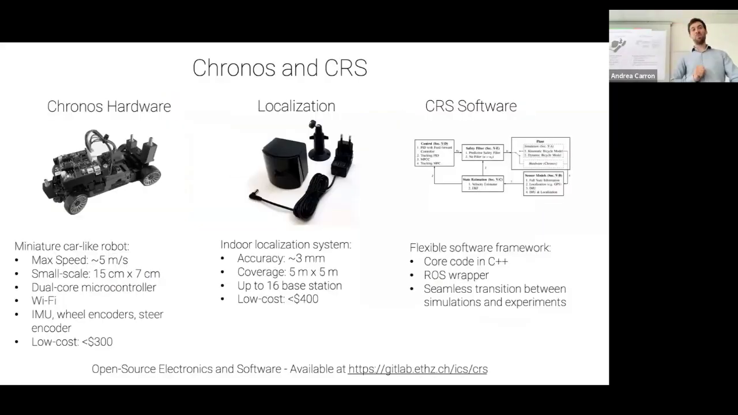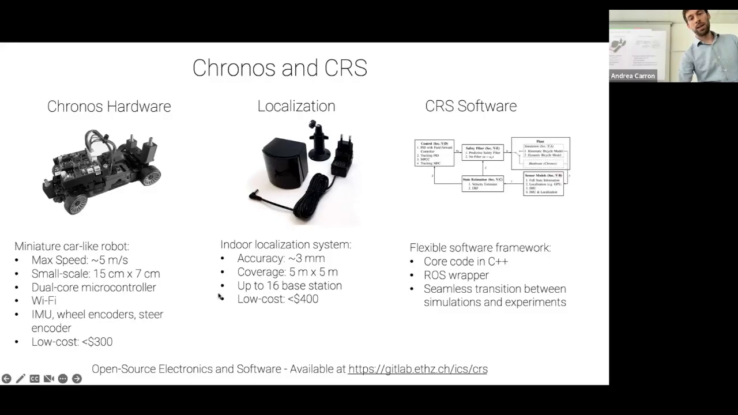Maybe to just give a few more details regarding the hardware. These little cars are 1 to 28 scale, so they're 15 by 7 centimeters big. They have relatively fast dynamics. They achieve a speed of 5 meters per second, so slightly below 20 kilometers per hour. We have some computational power on board, with a dual core microcontroller. Communication is through Wi-Fi, and we have some onboard sensors like IMU, wheel encoders and steer encoder, and the cost for producing one car is around $300.